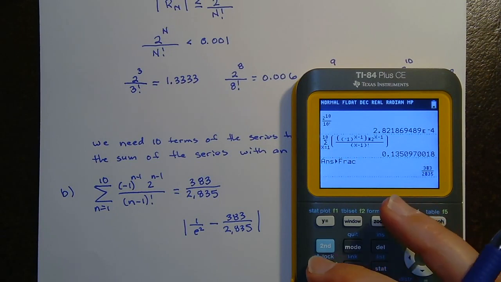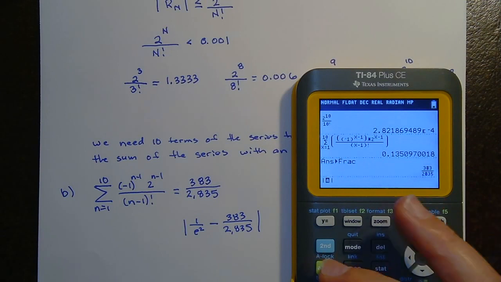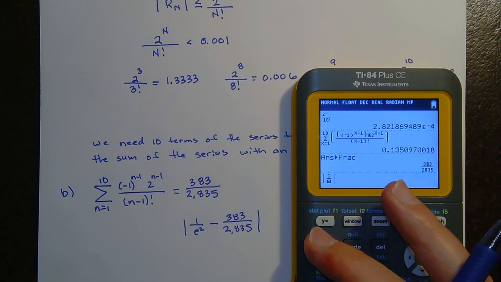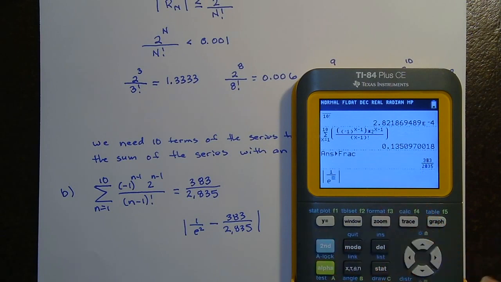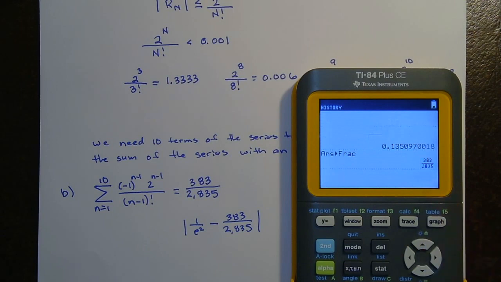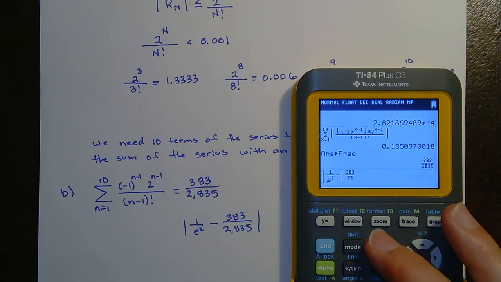So if we go alpha and then window to pick up the absolute value, and then I'm going to type in a fraction bar and then 1 over e squared. And then minus this fraction that I had up here. So I highlight it, and then if you press enter, it'll paste it in there. It pastes it in the wrong spot though, and it's easier just to type it, I guess.